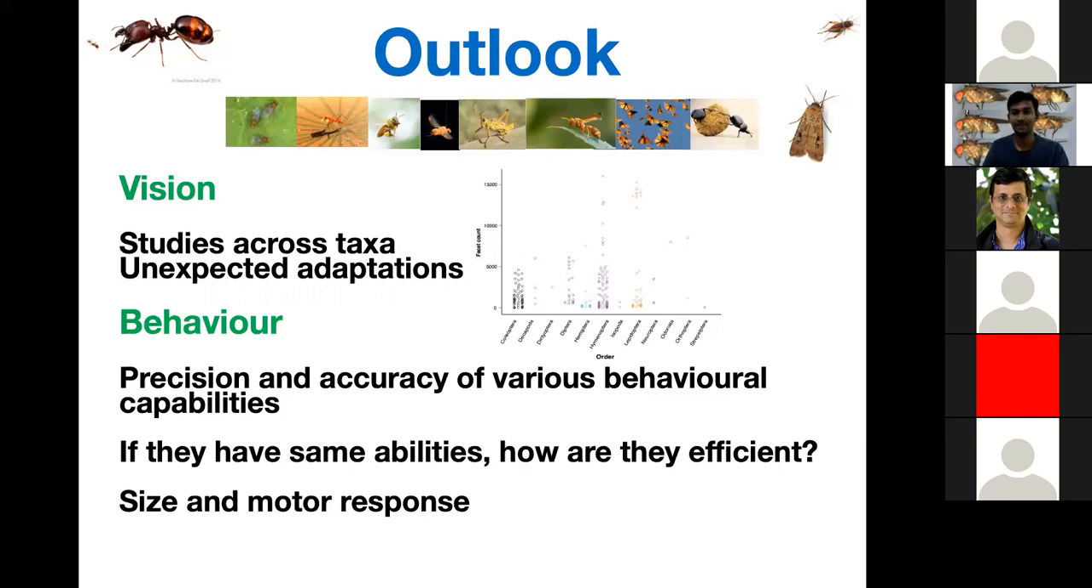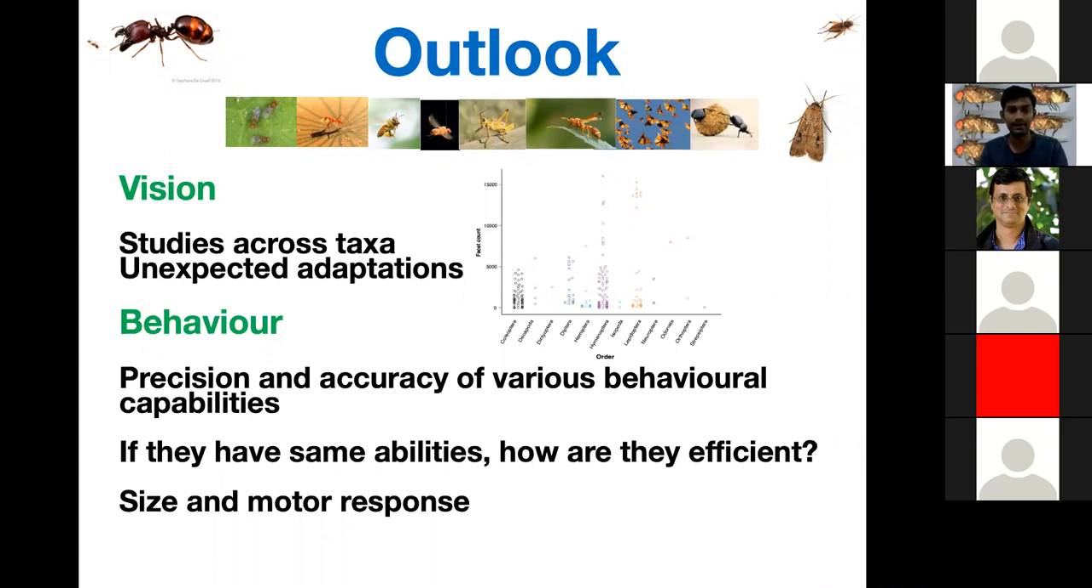And especially when it comes to this kind of variation that we find in different orders of arthropods, it would really be nice to have more data in, say, lepidopterans and coleopterans and other dipterans as well, to see if they really have other unexpected adaptations to having a smaller eye, depending on the ecology that they live in or the behaviors that they have to perform.